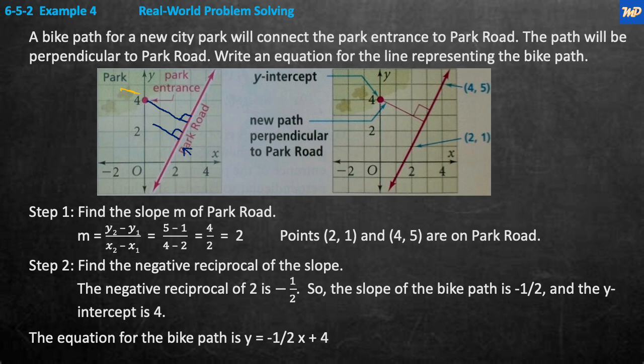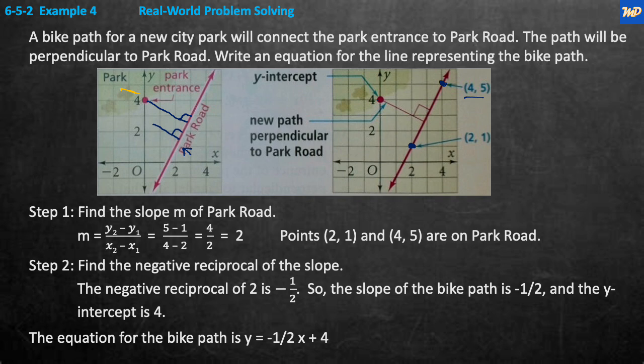And now the graph on the right shows exactly the same thing, so that we know the park entrance point, and we have 2 points. They're showing us 2 points on Park Road. The one that's 4, 5, which is a point on our coordinate graph here, right? Our Cartesian graph. And 2, 1 is another point. Here's 2, 1 right here, and here's 4, 5 right there. Those are the 2 points that we're going to use to solve this problem.